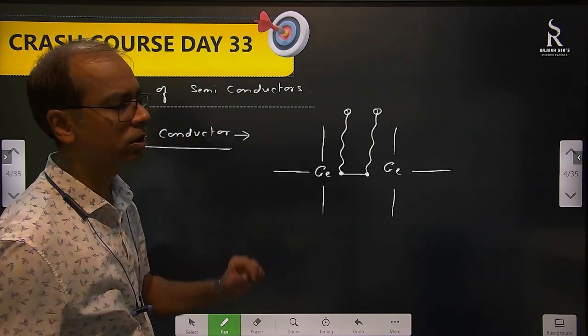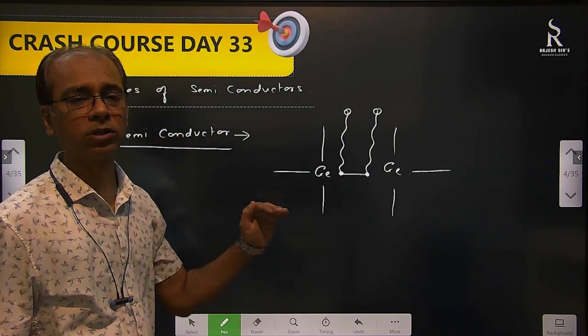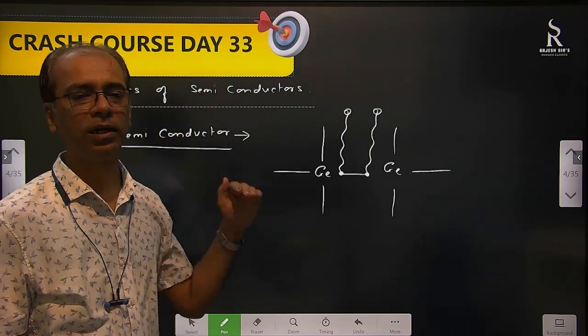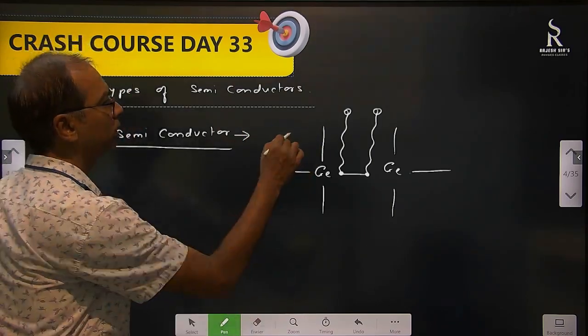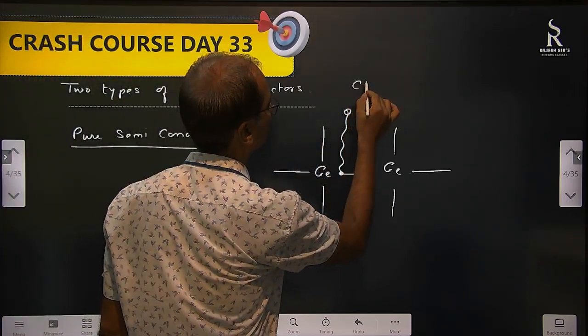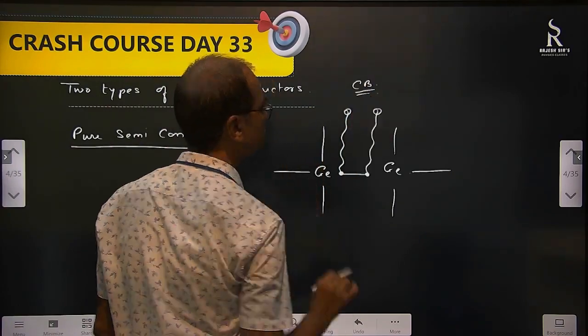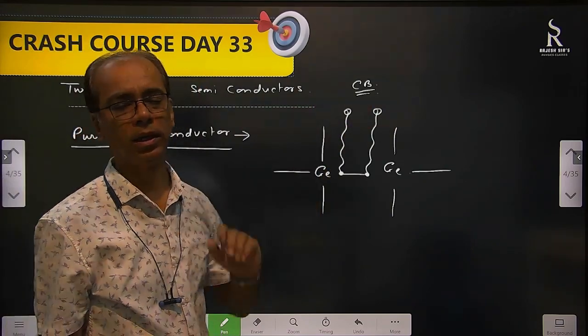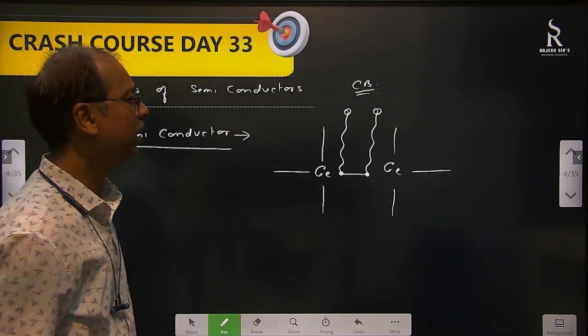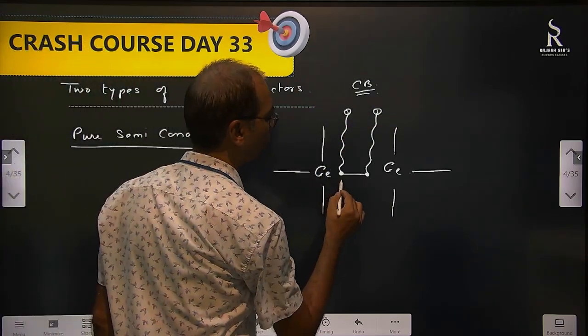So when these 2 electrons get free, because of thermal agitation their kinetic energy is more, and they jump from the valence band to the conduction band. Okay. So where are they going? Into the conduction band. They go to the conduction band and participate in conductivity. But at the same time, what is created here? Holes are created.